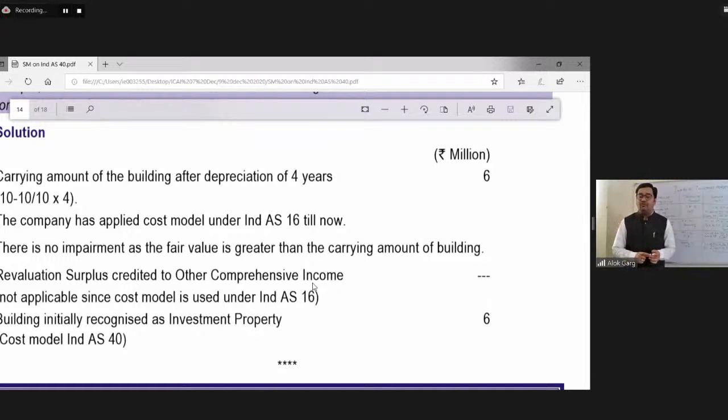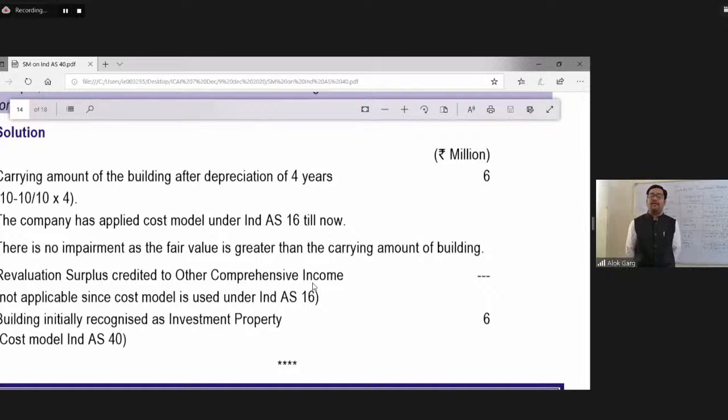Had this fair value, instead of 8 million, been given in the question as 5 million, then what will happen? In that case, you have to recognize an impairment loss of 1 million also. And the carrying value will become 5 million. So under this question, this 6 million will become the cost of the investment property.